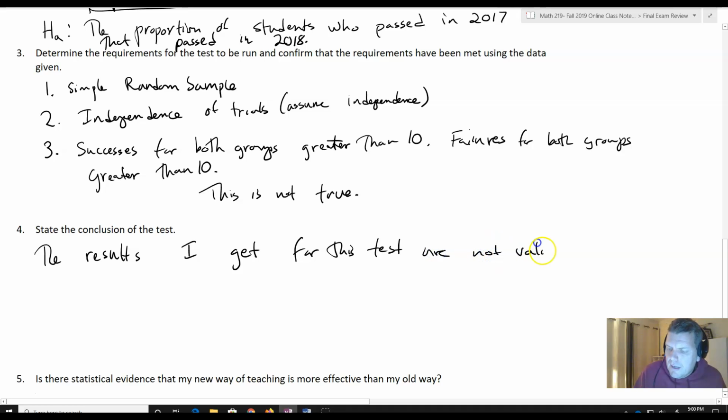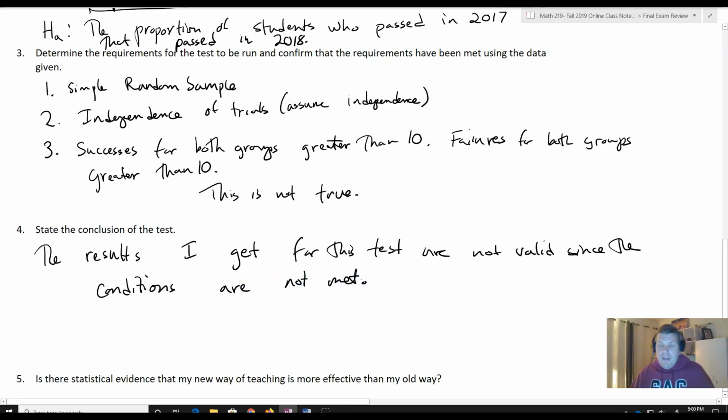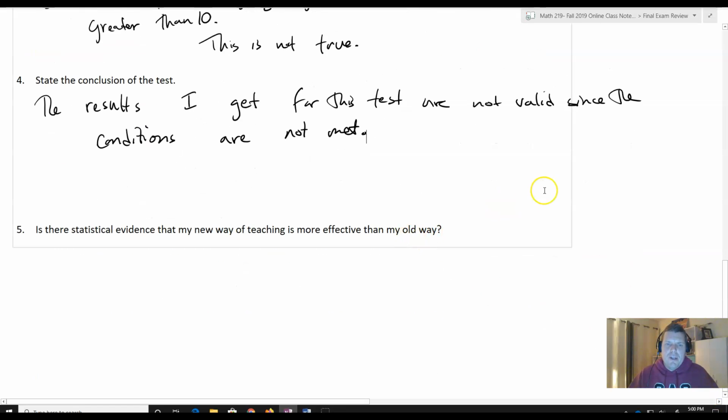Not valid since the conditions are not met. Boom. I've got to meet the conditions. If I don't meet the conditions, that is really the central limit theorem, right? I have to have more than 10 successes and more than 10 failures in order to have an approximately normal distribution. Since I don't in this case, I can't actually make the statement that there is a conclusion. I don't have one, right? And then it asks the question, is there statistical evidence that my new way of teaching is more effective than my old way? Well, no, because my test is invalid. I need a bigger sample.